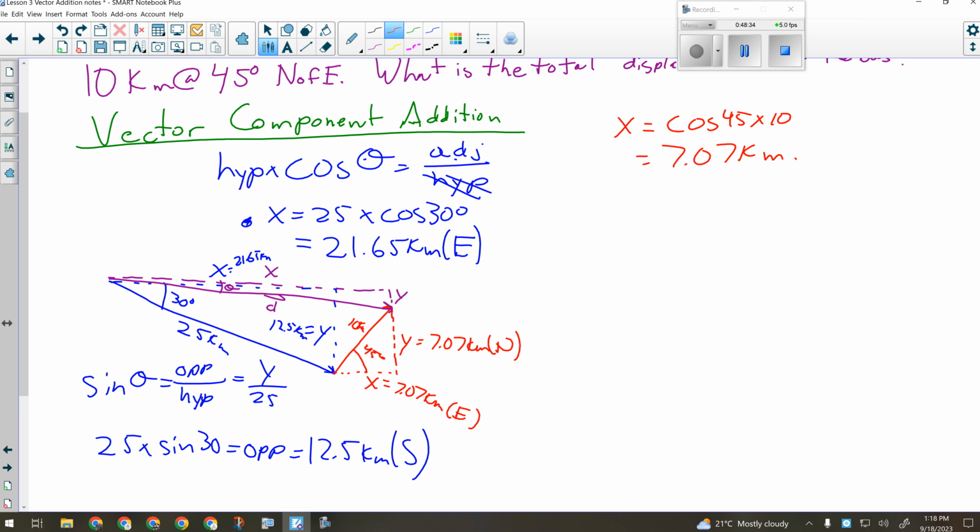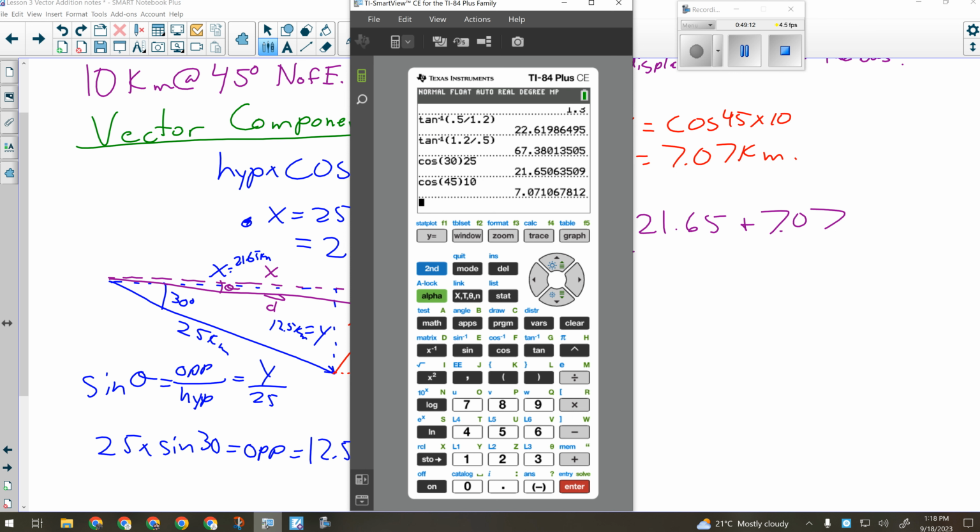Okay, so now I know all the components of the blue triangle and the red triangle. So we just said a few minutes ago that if I took blue x and added it to red x, I would get purple x. So can I do that now that I know what their values are? Okay, so to get purple x, I'm going to take 21.65 and I'm going to add that to 7.07. But I'm going to use all the decimals my calculator stored.